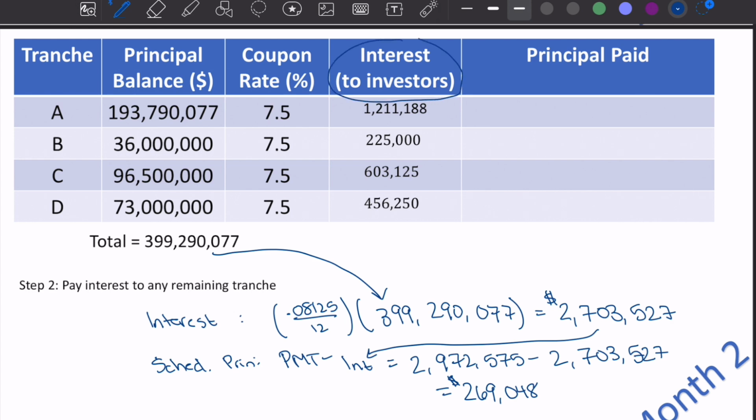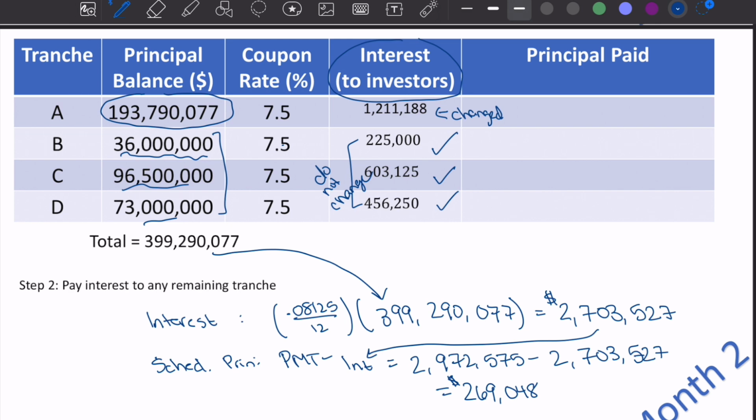Now, my interest column, I already have these filled in here. You'll notice that B, C, and D, nothing changed here. And the reason nothing changed here is because all of their beginning balances were exactly the same. So I was just doing 0.075 over 12 times the beginning balance, right? Same thing for all three. So you'll end up with the exact same three values. The first one changed. And the reason the first one changed is because the beginning balance is now a smaller number. So I was doing 0.075 over 12 times the new beginning balance of $193,790,077.